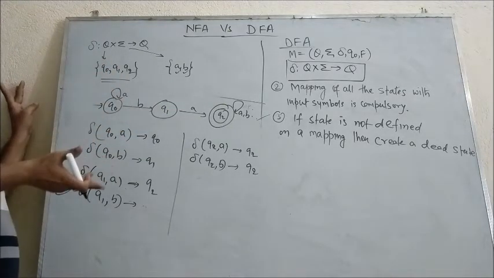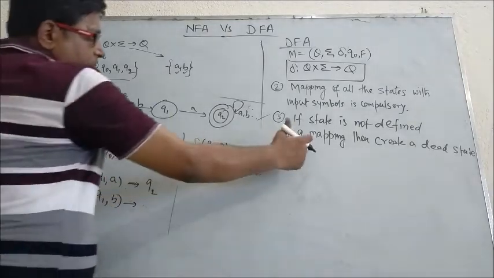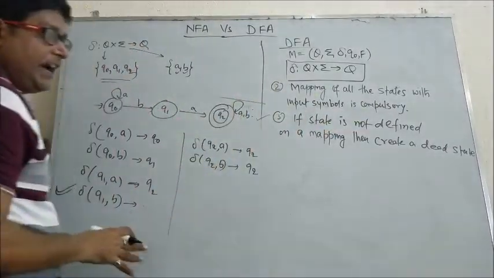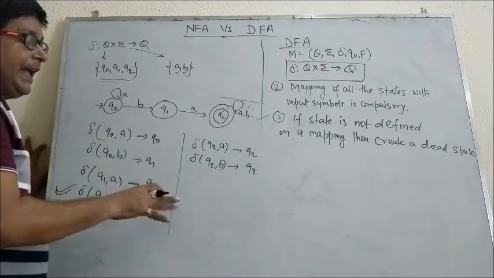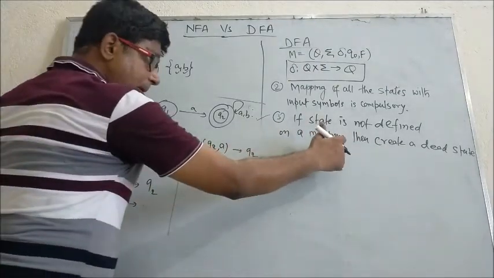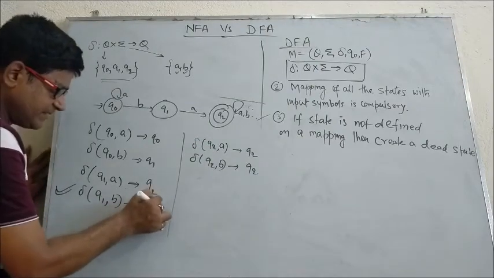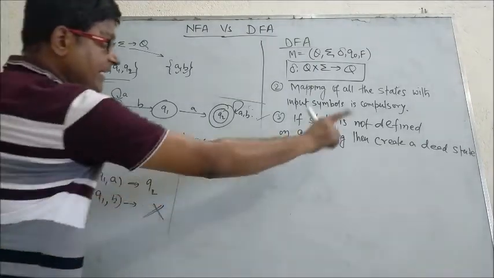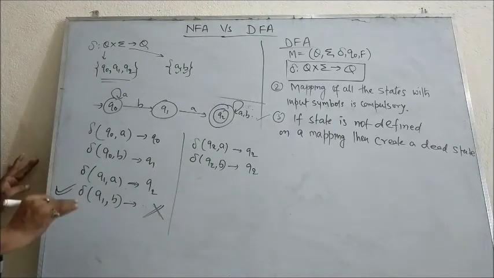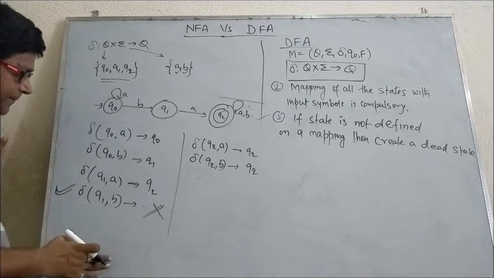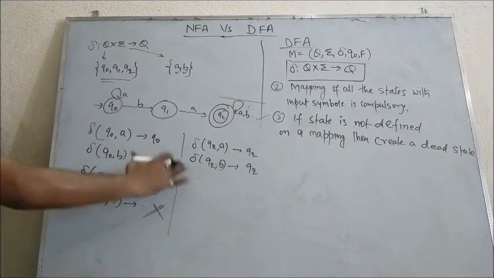So how will we make it a DFA? Come to the third point. The third point is written here. If the state is not defined, if we don't know the state on a mapping, if the state is not defined on some mapping, that means this state is not defined, then create that state as a dead state, right? Create the state as a dead state. That means what is going to happen? Please write this down.